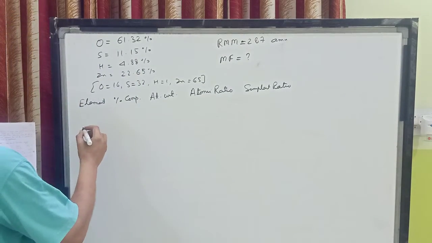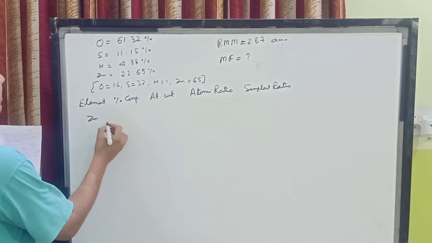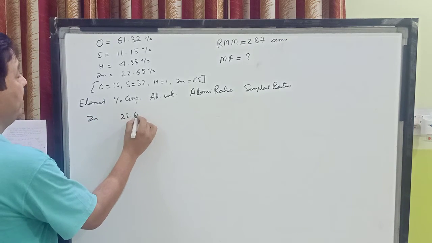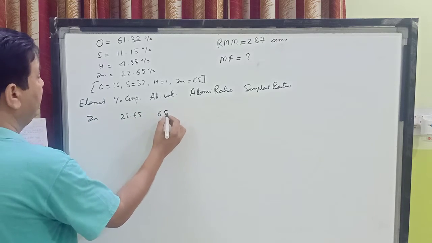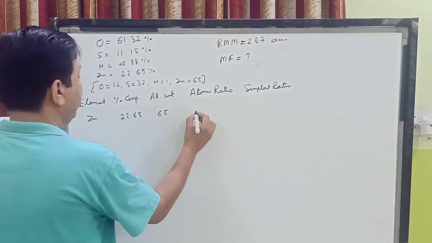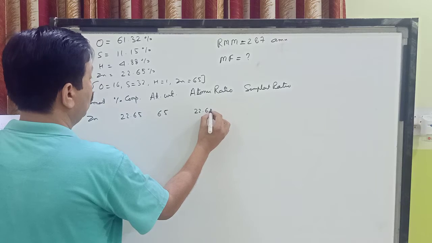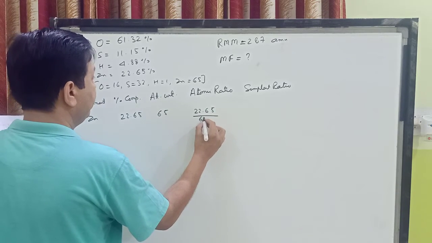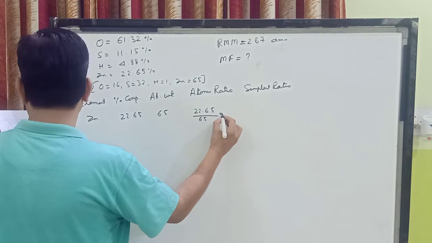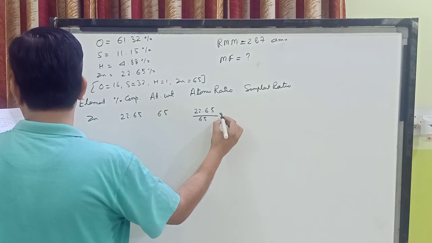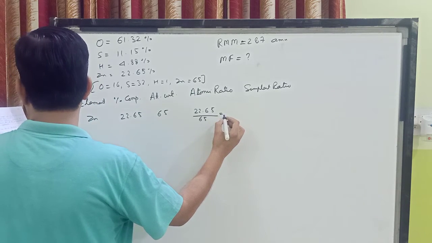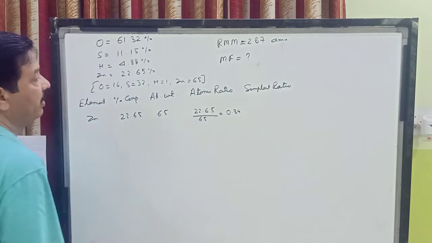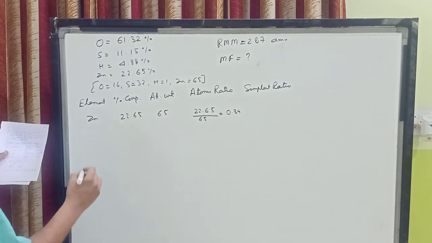And children, in this program, first of all I am calculating zinc, and the percentage of zinc is 22.65, its atomic weight is 65. So atomic ratio will come out to be 22.65 divided by 65, and children, it is coming out to be 0.34. This is the atomic ratio coming out to be.